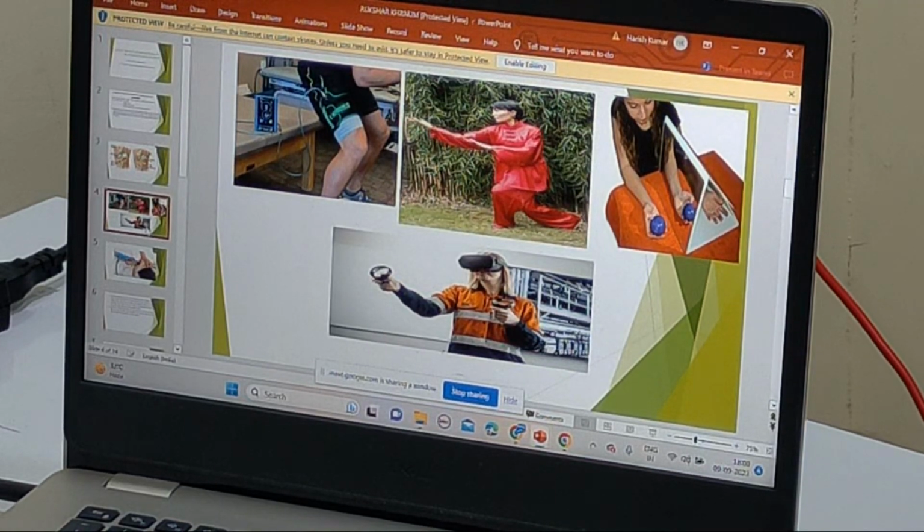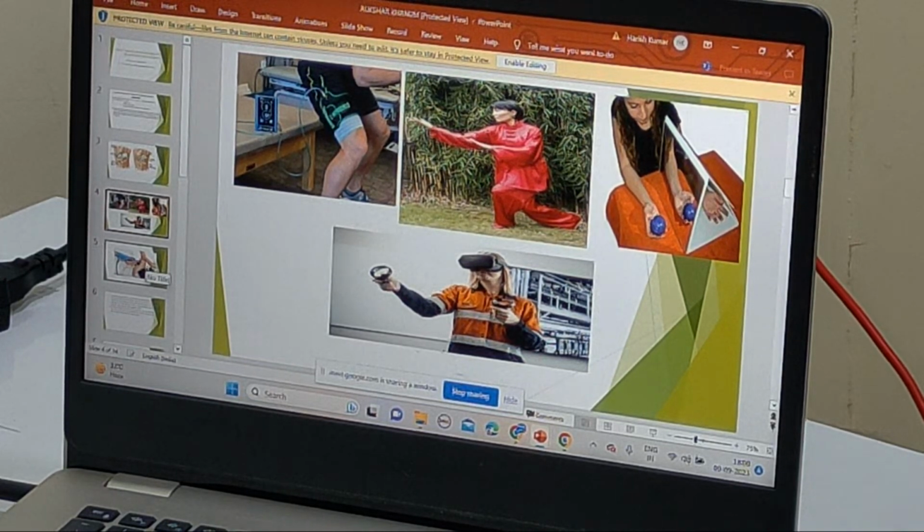The third one is mirror therapy, which causes an optical illusion to the patient, showing them as if they are moving their own hand. It creates an illusion in the mind and improves the movement and improves the patient's confidence.